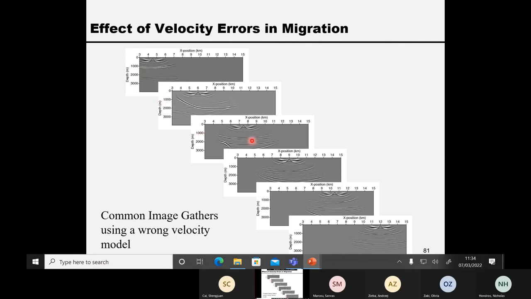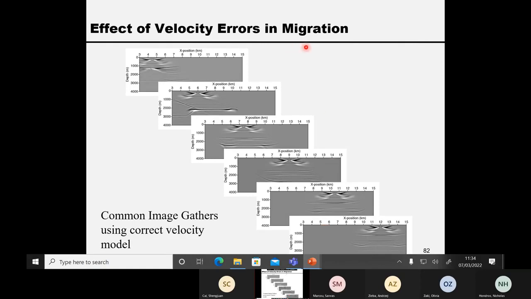You have a curve, right? So the shot point here, point here, point here, point here. There are 6 different shots. If we sum them together, the stacking will be mis-stacked, right? Because this curve is not flat. It's supposed to be flat. That's the wrong velocity.